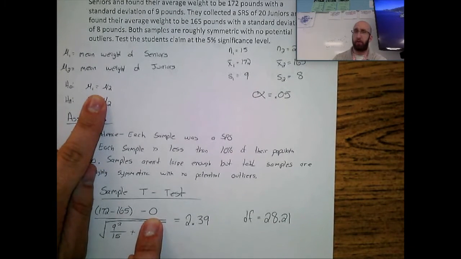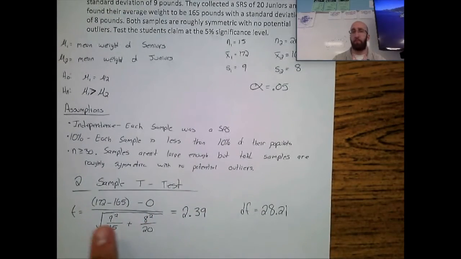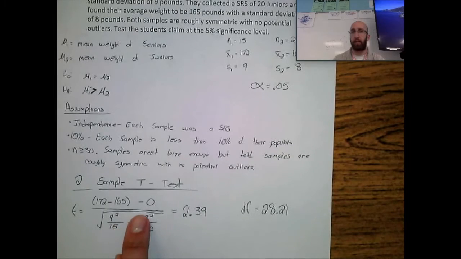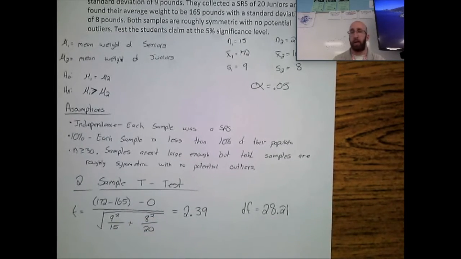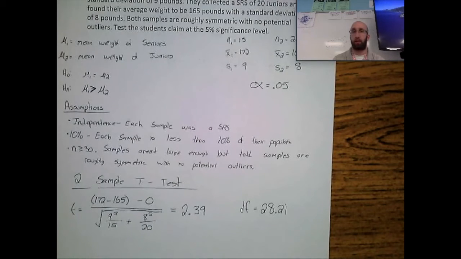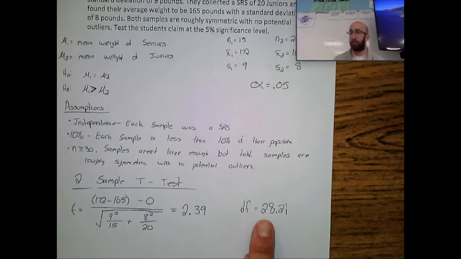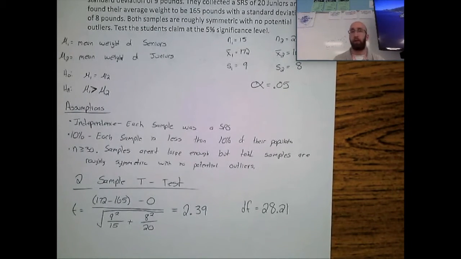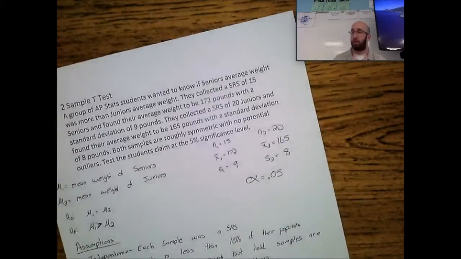Well, we know mu1 and mu2 are equal to each other. We do not have the numerical values, but if they're the same number, they should subtract to 0. We're going to divide by the square root of s1 squared divided by n1 plus s2 squared divided by n2. So basically taking our variances, divide by the sample size, add them together, square root, that's going to give us our t-score of 2.39. Now, anytime you're dealing with t, you are going to need a mention of degrees of freedom. My calculator tells me the degrees of freedom is 28.21.